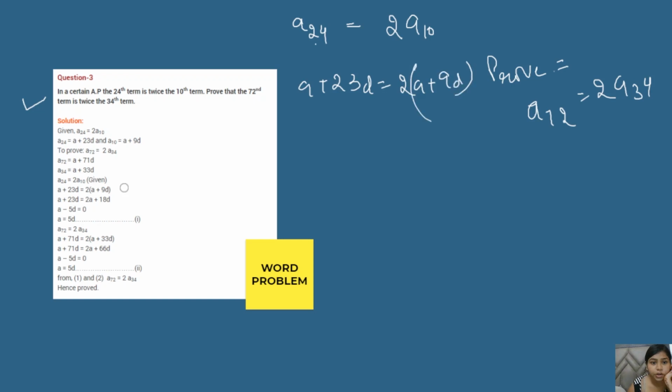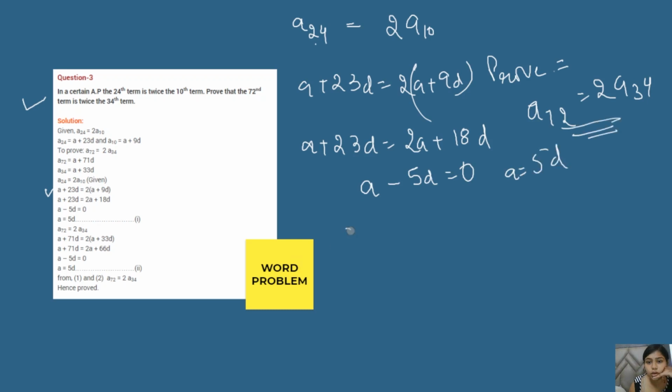This is already given. This is the equation we are given, and we can just solve it out. A plus 23D equals 2A plus 18D, right? So we will get A minus 5D equals 0, or A equals 5D. Now we have to prove this.